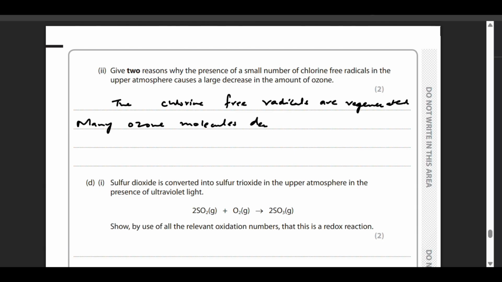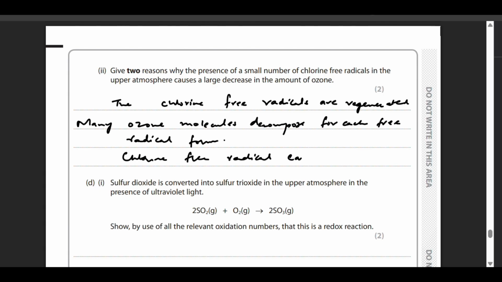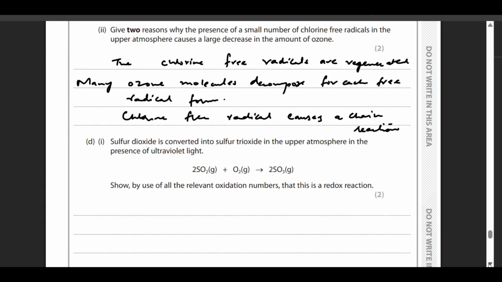Many ozone molecules decompose for each free radical formed. So you can imagine how harmful chlorine free radical is. So chlorine free radical causes a chain reaction.